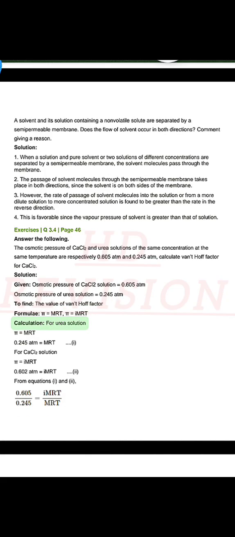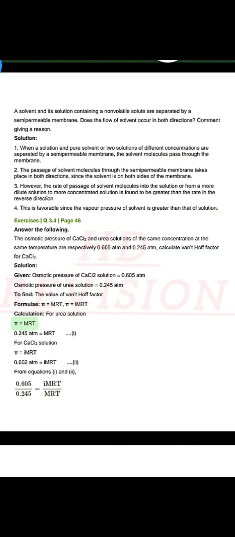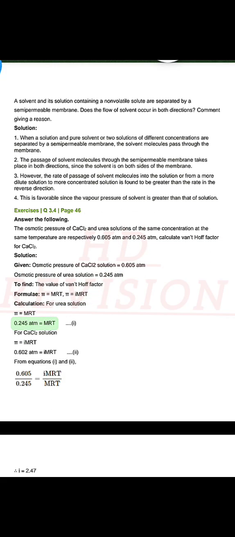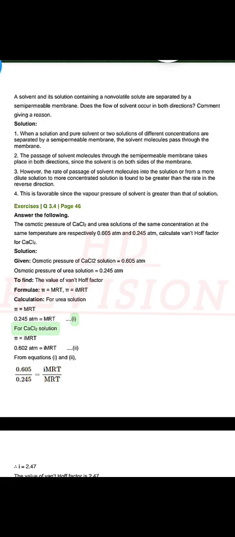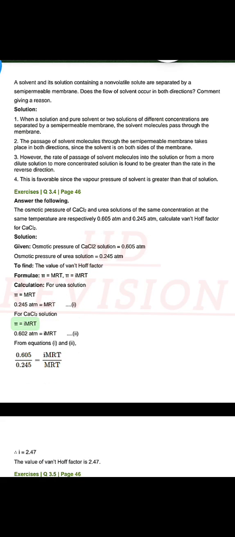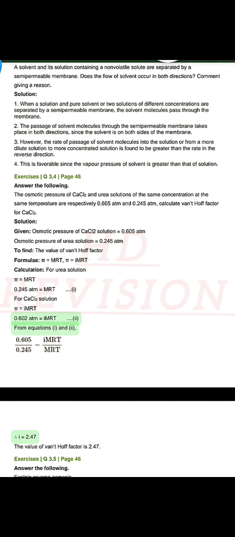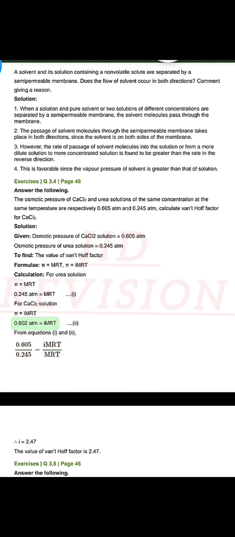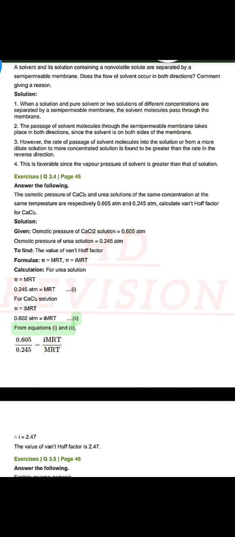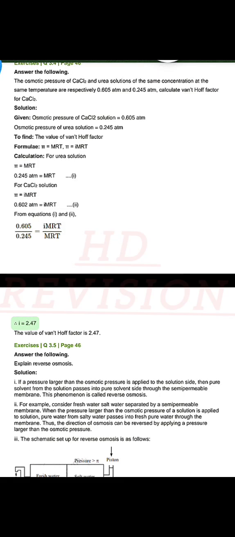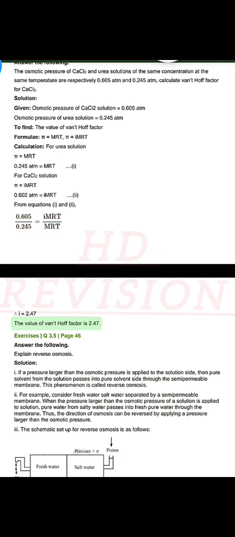Calculation for urea solution: pi equals CRT, 0.245 atmospheres equals CRT (equation I). For CaCl2 solution: pi equals iCRT, 0.605 atmospheres equals iCRT (equation II). From equations I and II, i equals 2.47. The value of the Van't Hoff factor is 2.47.